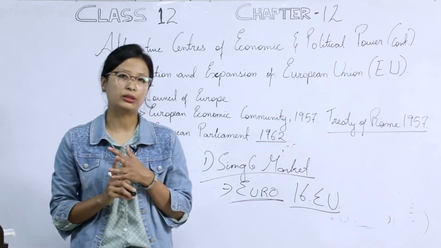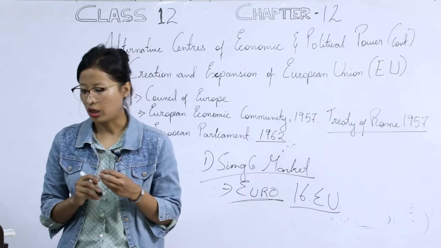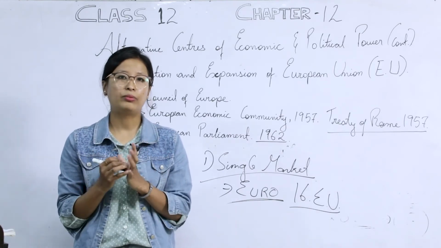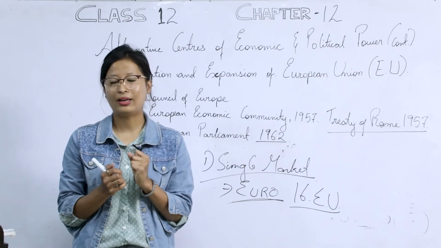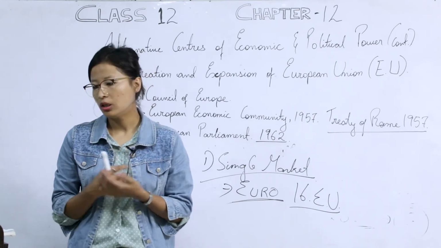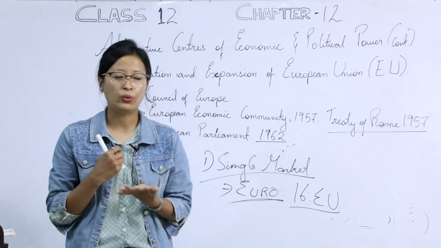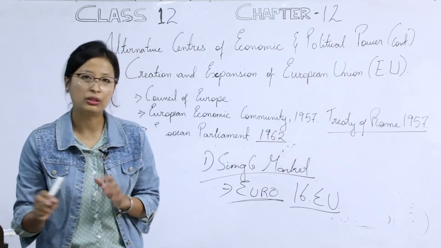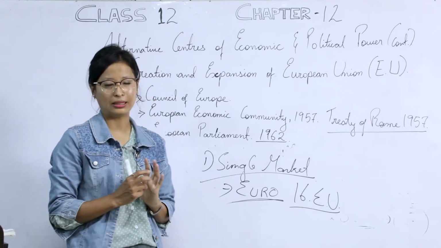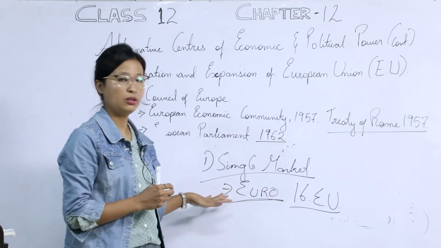Now, point number 3, a single voice in global economic affairs. The European Union, having 27 member countries, has a great influence in international economic organizations like the World Trade Organization. So these are the 3 major points which show that the European Union has a major influence in the economic field.